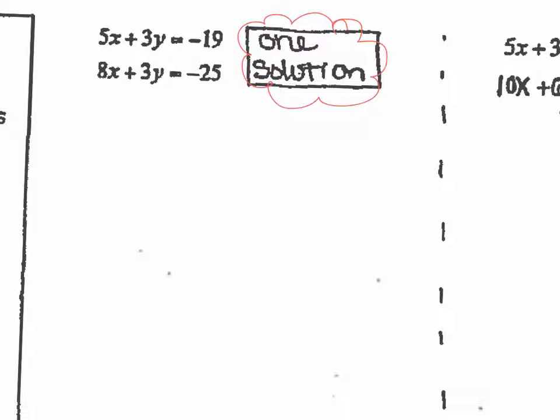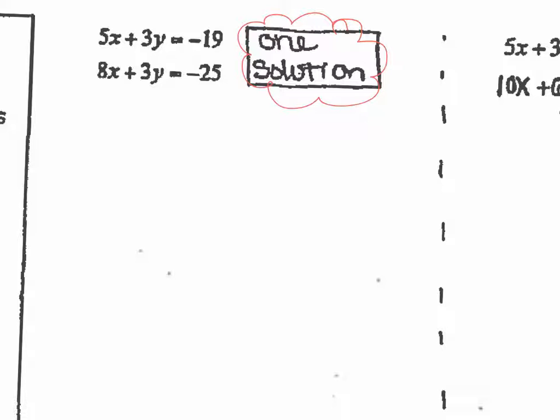So when I look at my two equations, I first want to make sure they're in standard form. So here we have ax plus by equals c, ax plus by equals c. And when they're in standard form, they're all lined up, and that's what we need to eliminate. Next, I want to decide which variable to eliminate.